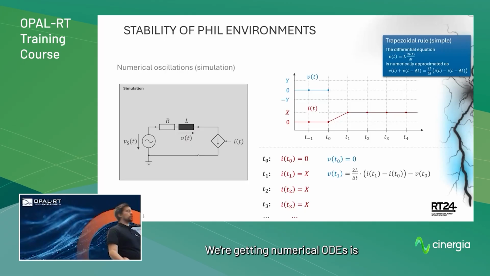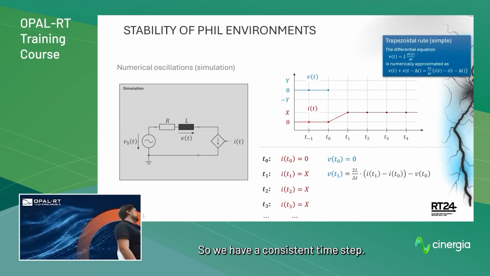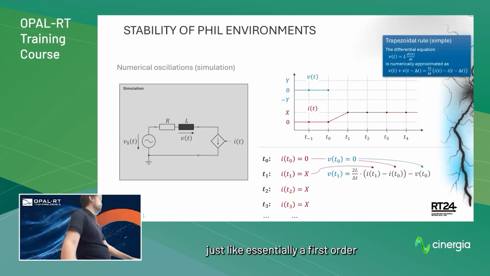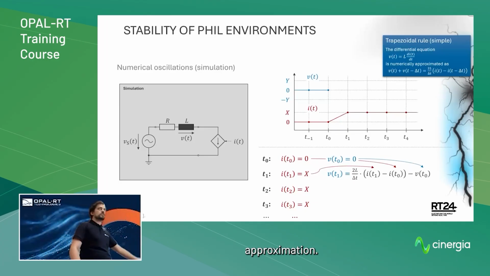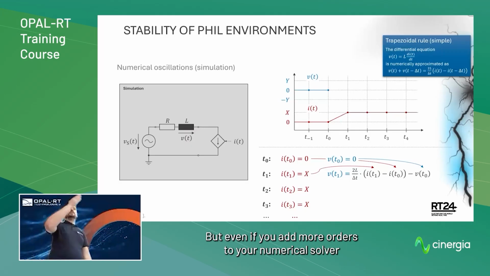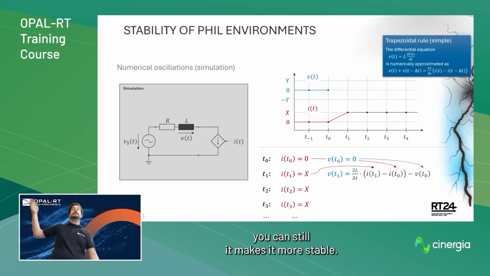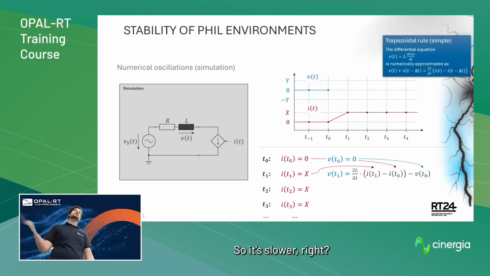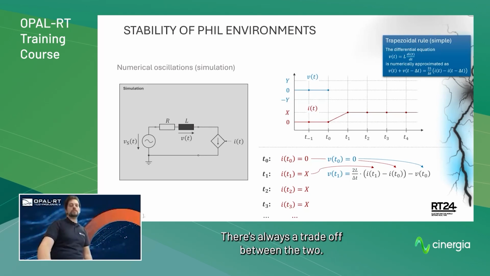We'll get its numerical ODEs, and our step size is constant, right? So we have a consistent time step. So we calculate the difference, and because here we're using essentially a first order approximation for illustration, this is going to be the most unstable. Even if you add more orders to your numerical solver, it makes it more stable, but you also have to spend more computational resources, so it's slower, right? There's always a trade-off between the two.